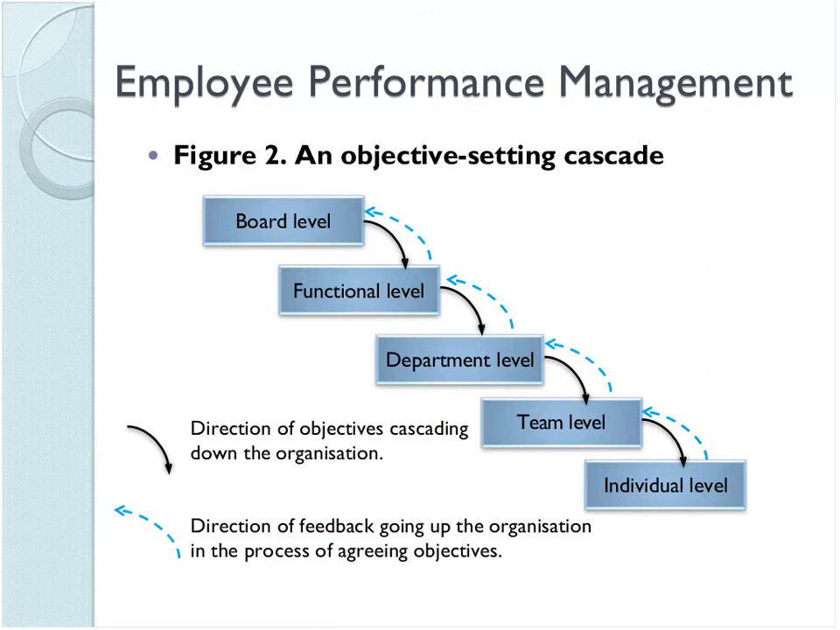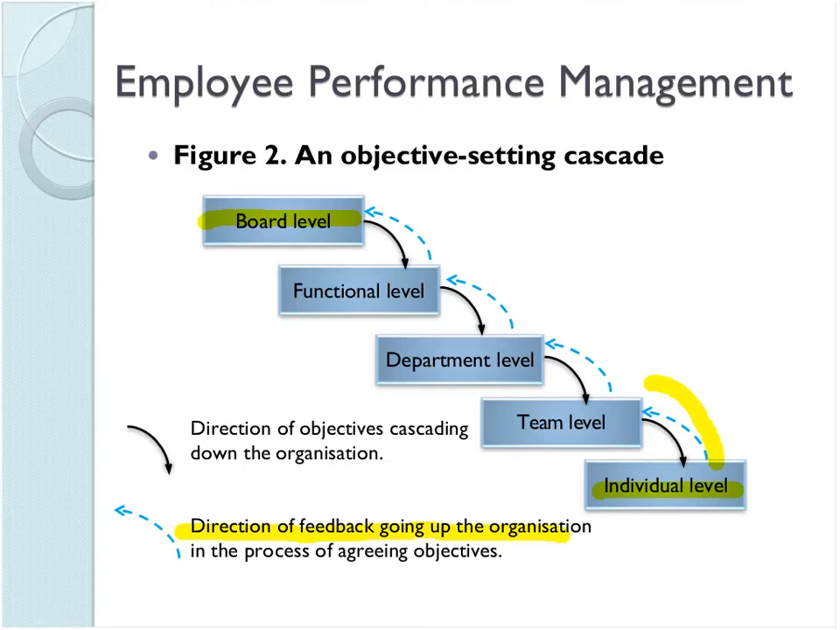So here figure 2 shows you an objective setting cascade, how the objectives are done in the organization. First, the direction of objectives cascades down the organization. So we give some objectives from the board level. It goes from the top down to the individual level, which means maybe a department. And next, the direction of the feedback goes from the bottom to the top, as you can see in figure 2.